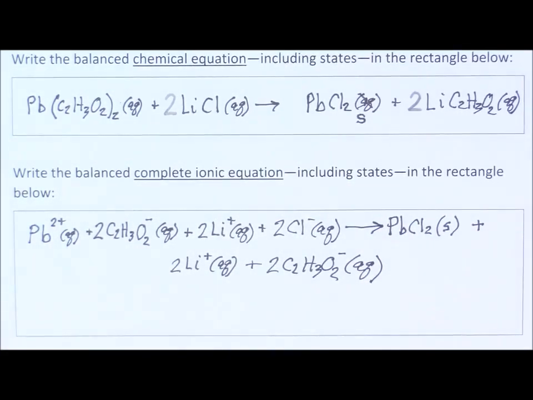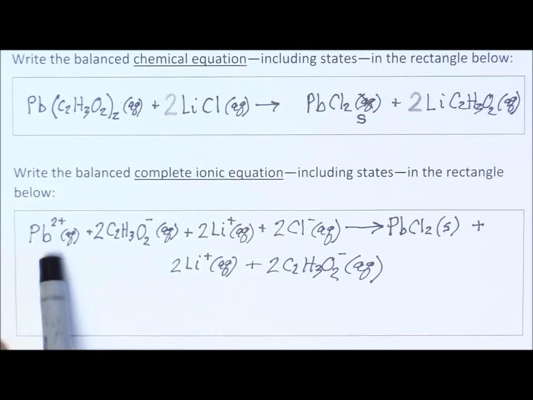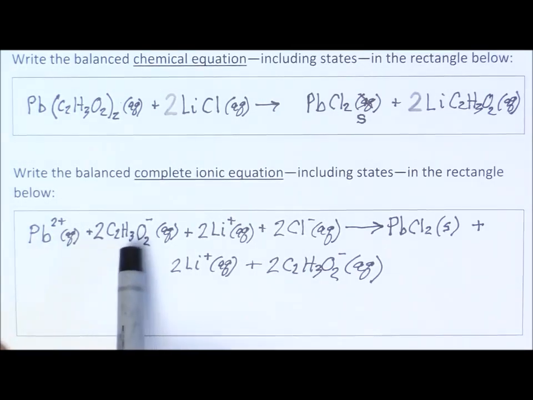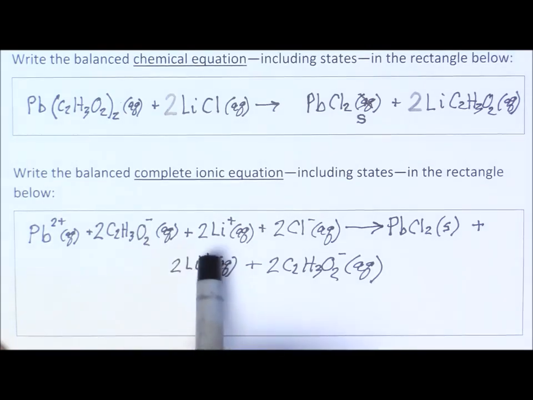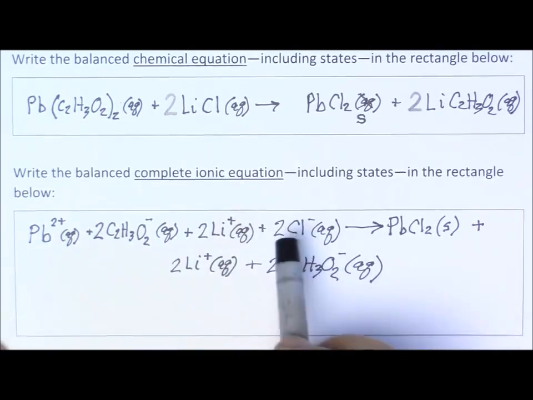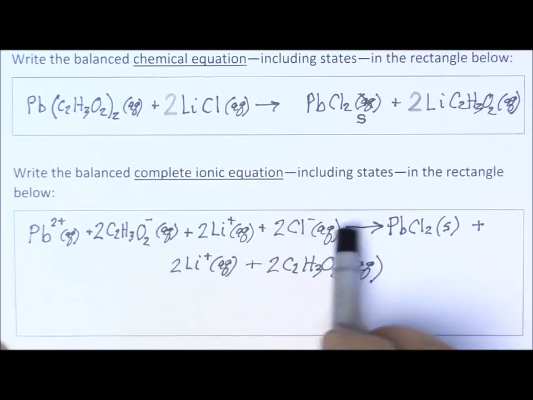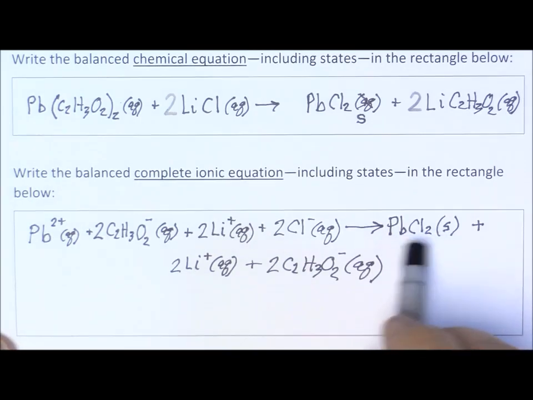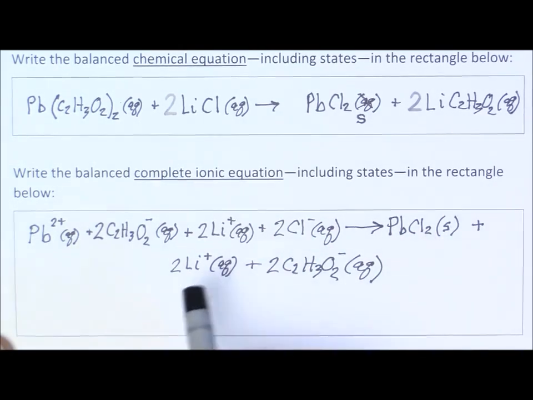And there we have the complete ionic equation including states. Just to review it, we have a lead 2 cation, 2 acetate anions, 2 lithium ions, 2 chloride ions, yielding lead 2 chloride, the solid, plus 2 lithium ions plus 2 acetate ions. That is our complete and balanced ionic equation, including states. Thank you. When we come back, we'll tackle writing the net ionic equation for that reaction.